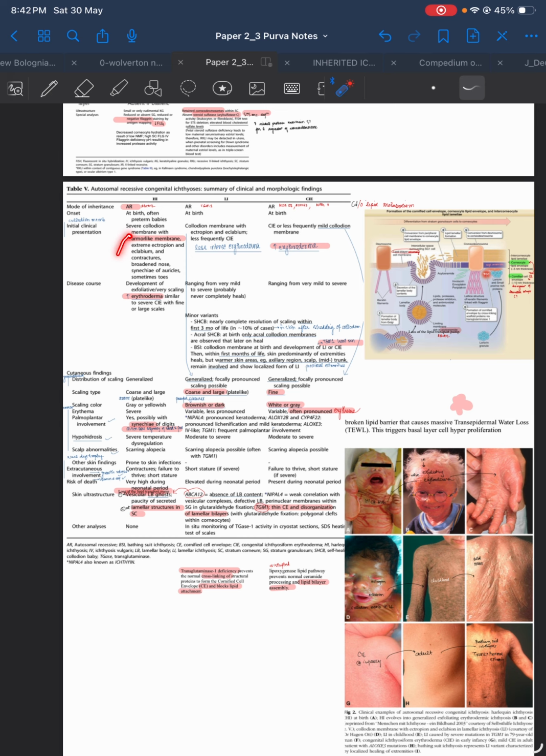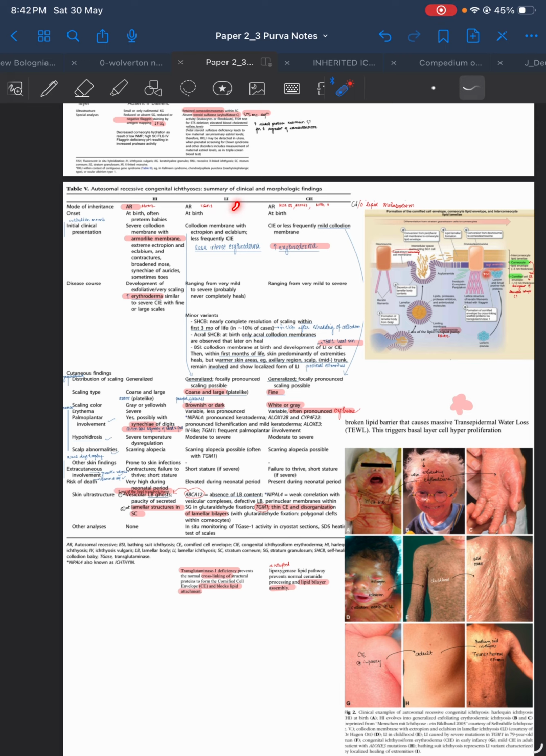When the collodion membrane is shed, there is formation of scales, which are larger, plate-like, armor-like in case of harlequin ichthyosis, and synechiae are also formed. Mitten and hand deformities are seen. Common things are that there will be no sparing, there will be generalized involvement, erythema will be variable, palmoplantar involvement will be variable, and all will have hypohidrosis, scalp abnormality, nail abnormality, growth retardation, and vitamin D deficiency because of the large scale.